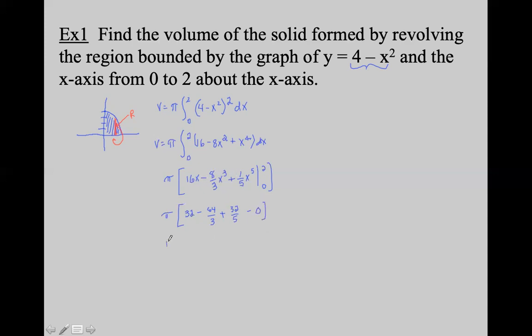So I simplify that, and let's see here, if we get common denominators, it looks like this is 480/15 minus 320/15 plus 96/15.